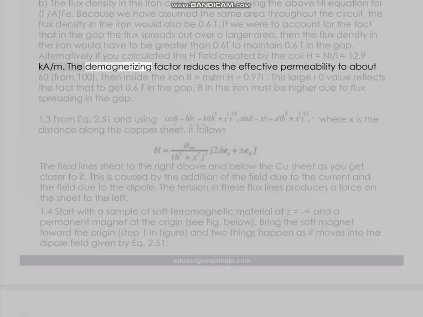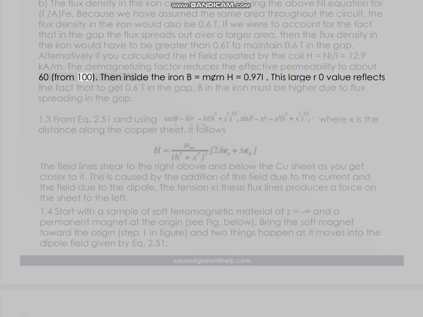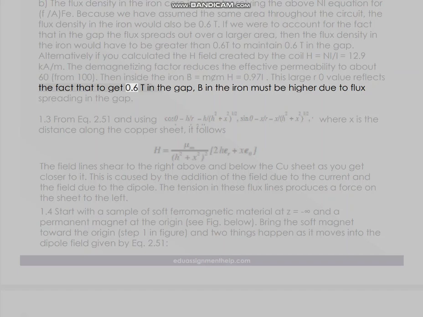The demagnetizing factor reduces the effective permeability to about 60 from 100. Then inside the iron B equals μ0 μ H equals 0.97 T. This large value reflects the fact that to get 0.6 T in the gap, B in the iron must be higher due to flux spreading in the gap.